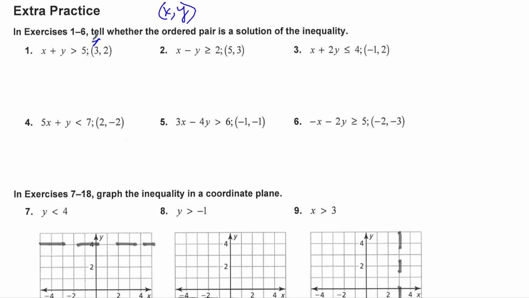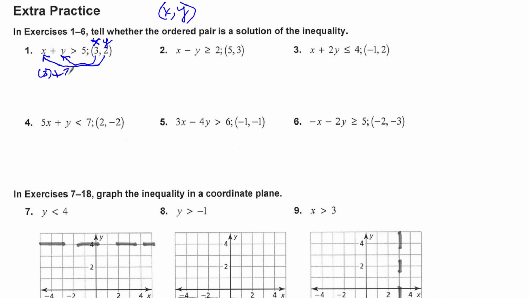So we have x, comma, y, and we plug those in. X goes in for x, and y goes in for y. So let's plug it in. Remember, when you plug in, you always put it in parentheses. So we have parentheses 3 for x, and then y is 2.